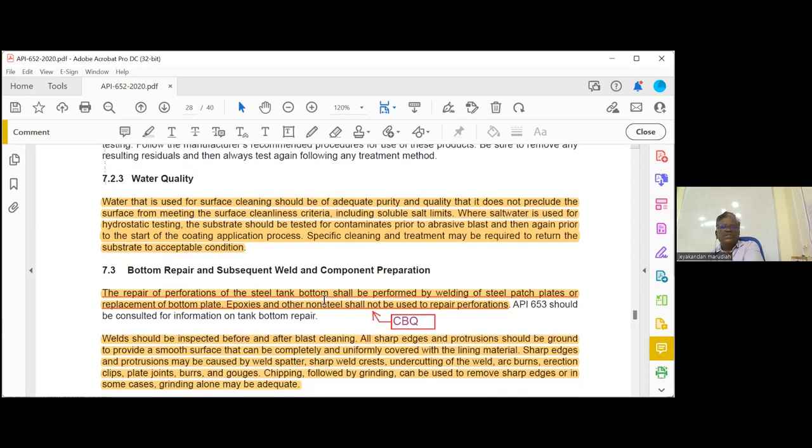Then bottom repair and subsequent weld. The repair of perforation of the steel tank bottom shall be performed by welding of steel patch plates or replacement bottom plate. Epoxies and other non-steel shall not be used for repair. Perforation means holes. Suppose there are small holes in the bottom. Before applying lining, you have to use a patch plate or replacement plate. But you cannot apply paint or epoxy to cover the hole.